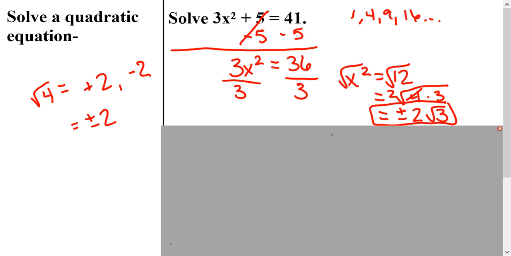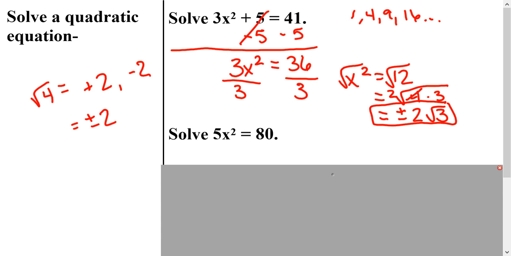So I could plug in positive 2 square root 3 for x, or I could plug in negative 2 times the square root of 3 for x, and it would come out the same. Because if I square the number, it's going to turn out positive whether it's positive or negative. Let's try another one.